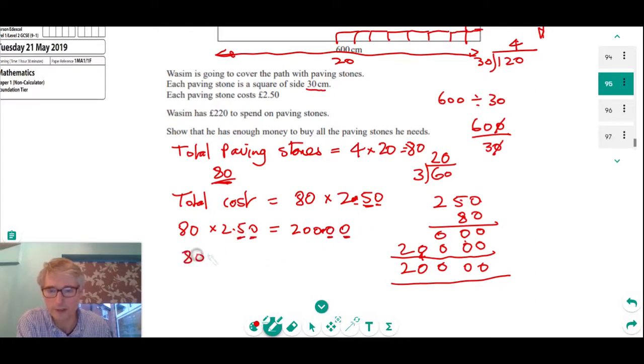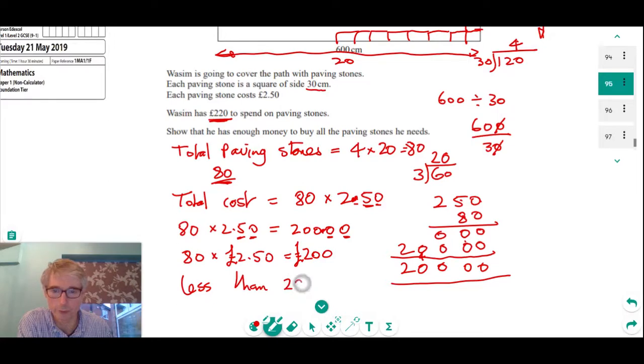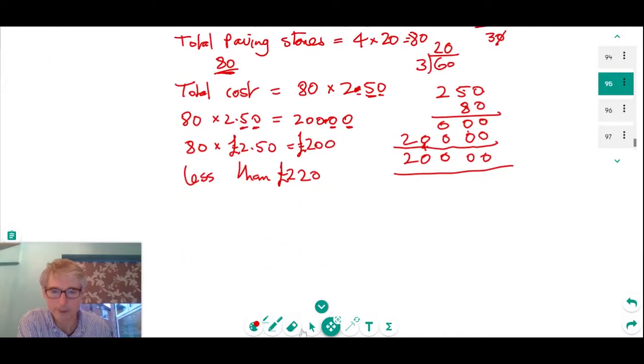So we can see that 80 times £2.50 is actually £200. And since this is less than the 220 which Wazim actually has, he does have enough. So we can just write that in there. It's less than the 220, so Wazim has enough money.